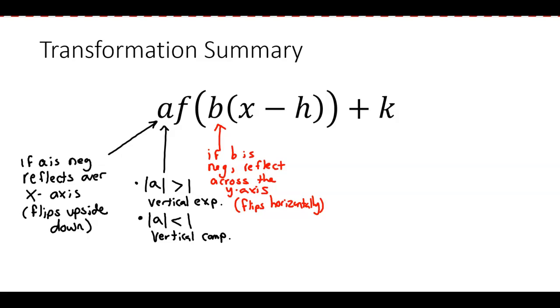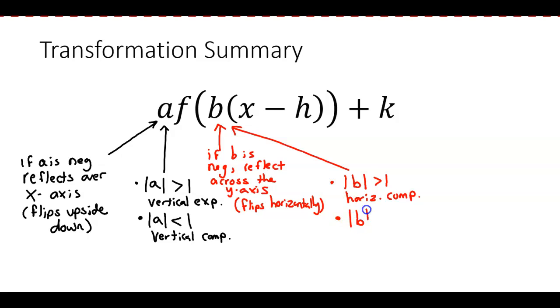So if b is negative, it reflects it across the y-axis, in other words, horizontally. But that's not all the b does. It does the opposite of what the a does over here, in a horizontal sense. So if the absolute value of b is greater than 1, then we have a horizontal compression. In other words, it shrinks your graph horizontally, makes it skinnier. It doesn't make it taller, but it makes it skinnier.